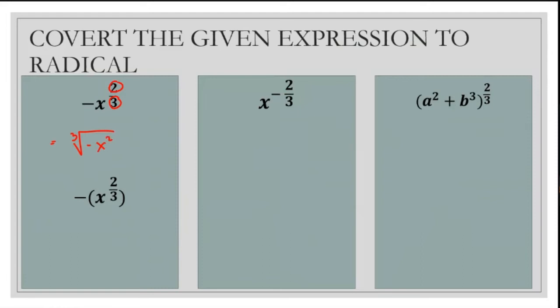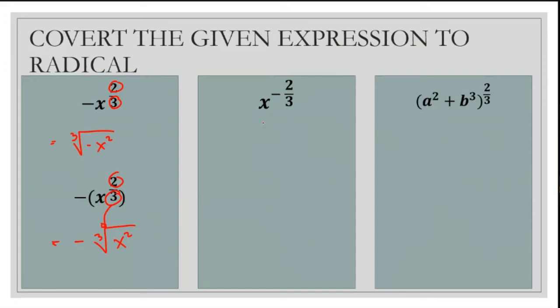On the other hand, if it is not, the negative sign is outside the parentheses, so this will be negative of the cube root of x squared. Again, this will be placed inside the radical, and 3 will be the index placed in the small portion of the radical sign.